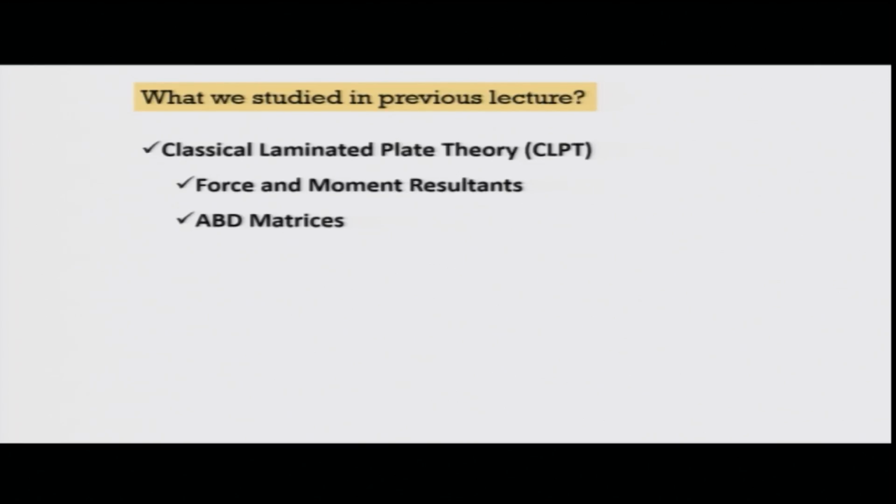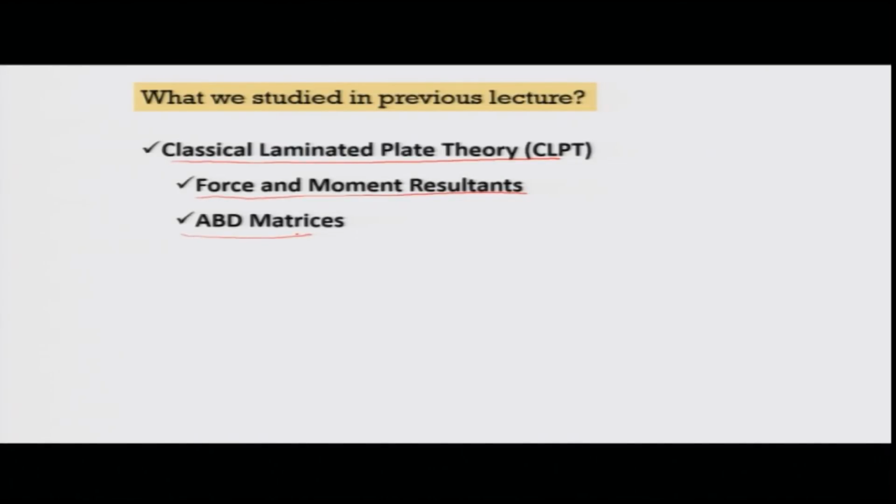What we had studied in the last lecture, if you remember, was the classical laminated plate theory based on Kirchhoff-Love assumptions, and how to get the force and moment resultants, also referred to as stress resultants. There were normal forces and shear force in the form of stress resultants. Then we also had Mx, My and Mxy, that is the 2 bending moments and 1 torsion. Together these were related in terms of the ABD matrices.